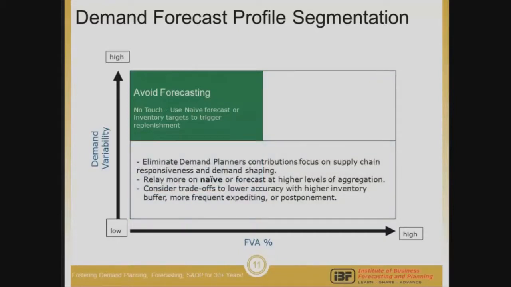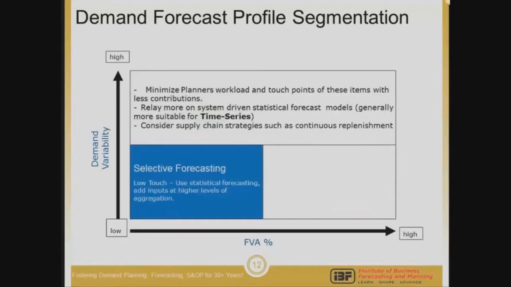Looking at each segment real quick then, the top one, I say avoid forecasting. These are items that have a low or negative forecast value add, and they have high variability, high forecast error. The next segment we look at is the ones that we do selective forecasting on. These are low touch type of items. They still have a low or negative forecast value add, but they generally have a lower coefficient of variation, lower demand variability. They're more predictable from a modeling standpoint.